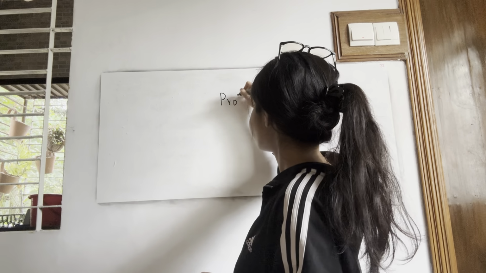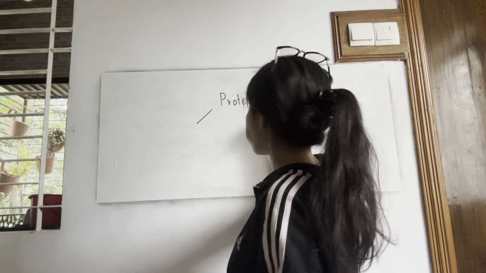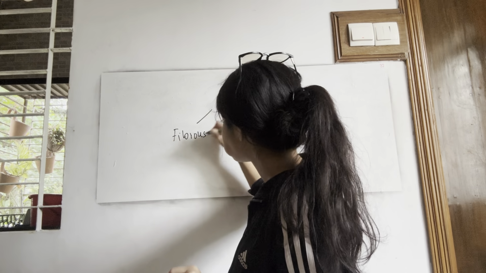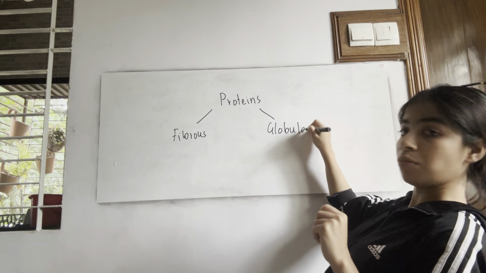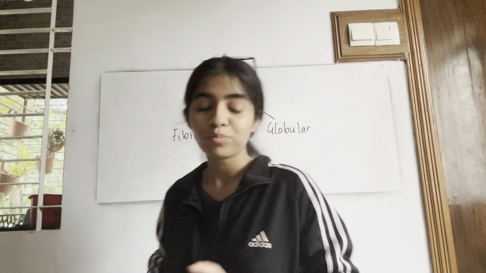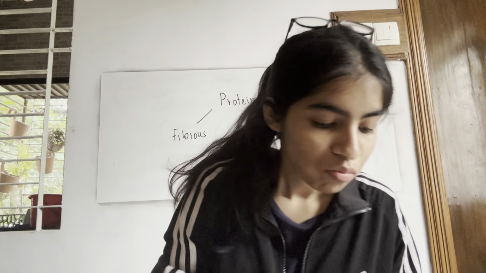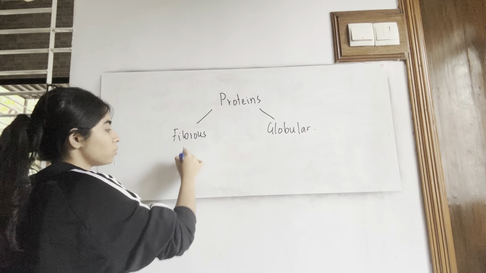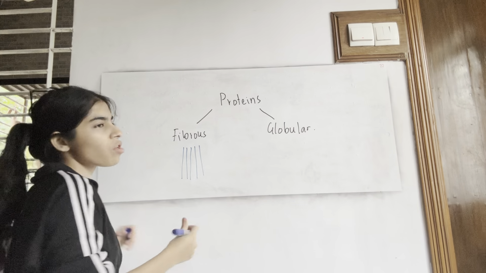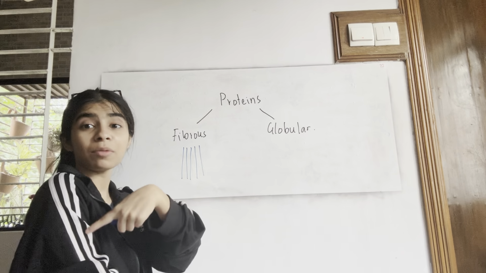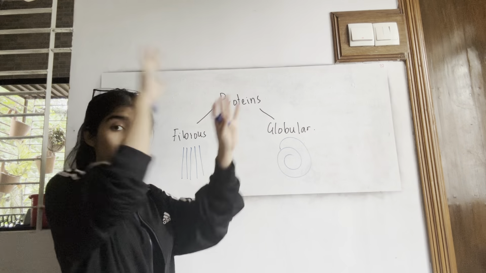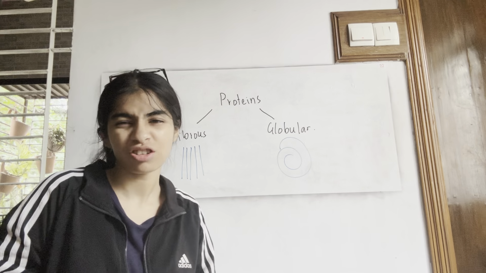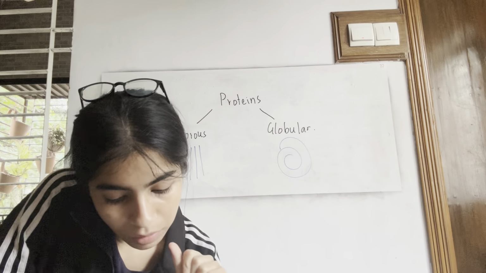So, proteins can be of two types. What are they? Fibrous and globular. Okay? I'm gonna draw this. Imagine this: muscle fiber, globular. I'm just gonna skim through these.